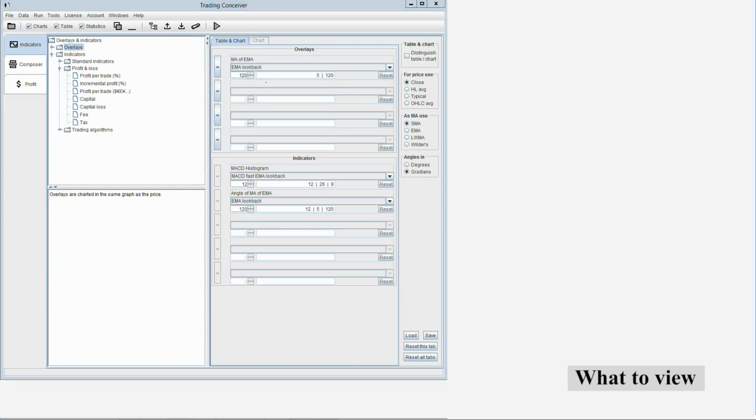Furthermore, trading systems are conceived in order to make money, so we plot the capital, that is the equity line, too. Results of the trading system vary slightly according to the values chosen in the panes for price use and as moving average use. Choose any.